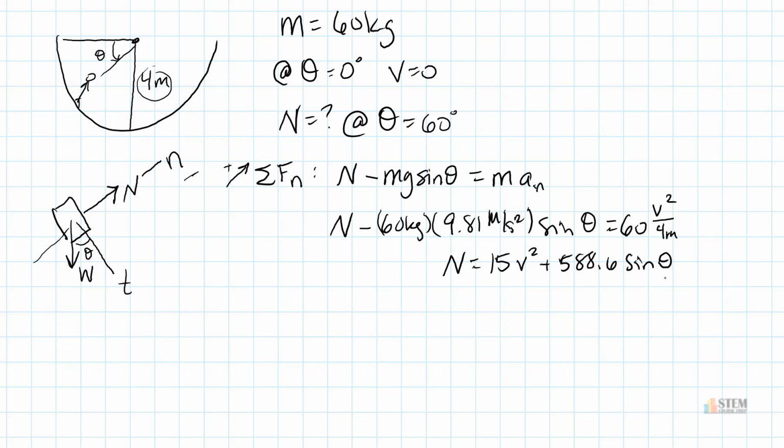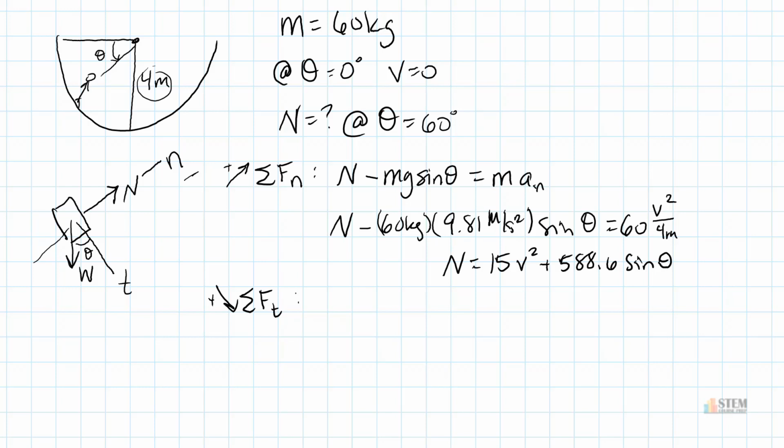So I already know what theta is going to be. It's going to be 60 degrees at the end, but I don't know what my velocity is going to be at that point. So I'm going to have to find that. All right, now let's look at our tangential axis, and then we'll see if we can use that information to find v, not t.